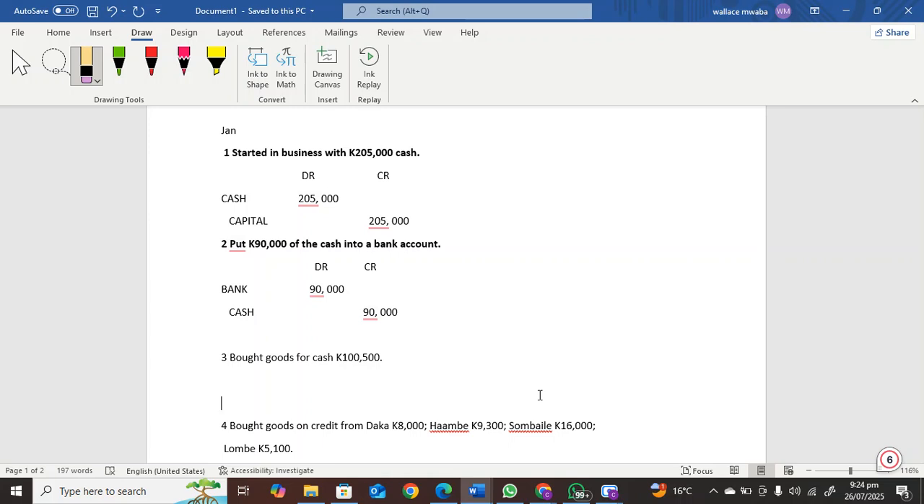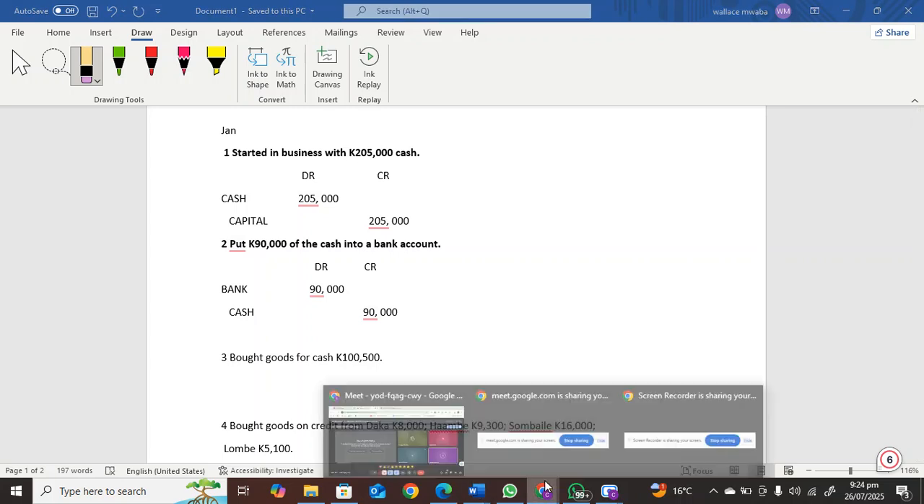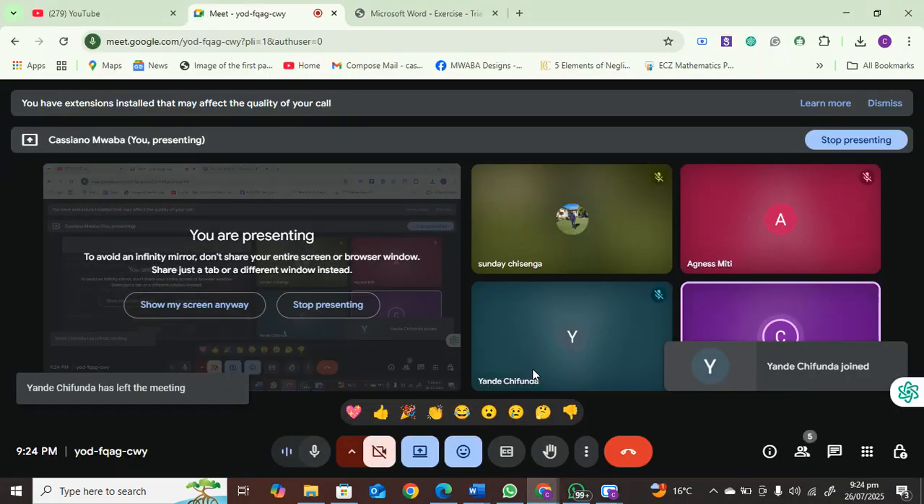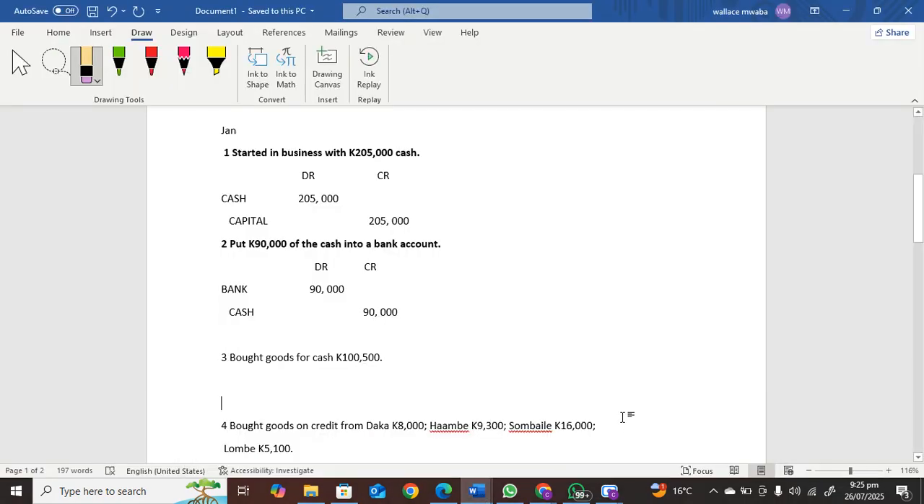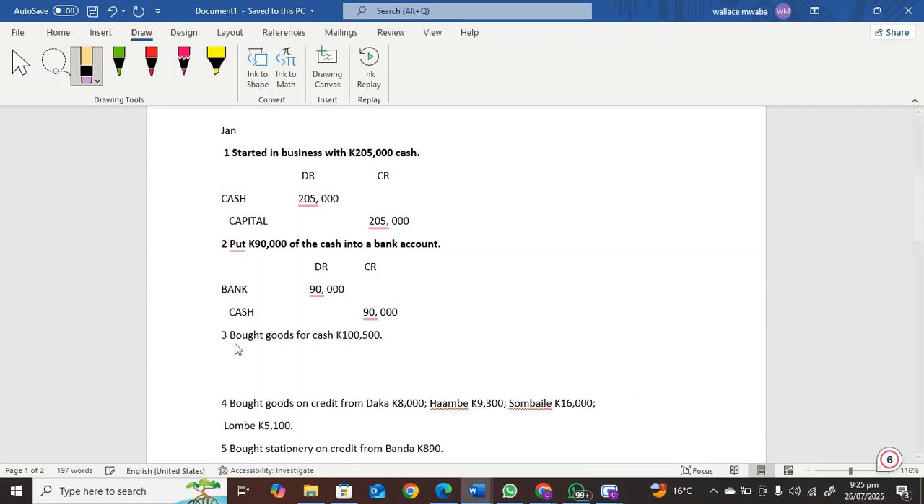Good evening. Yes, that's correct, sir. That is very correct. So, purchases and cash, right? So, which one is increasing? Which one is decreasing? Which one is increasing? Which one is decreasing?